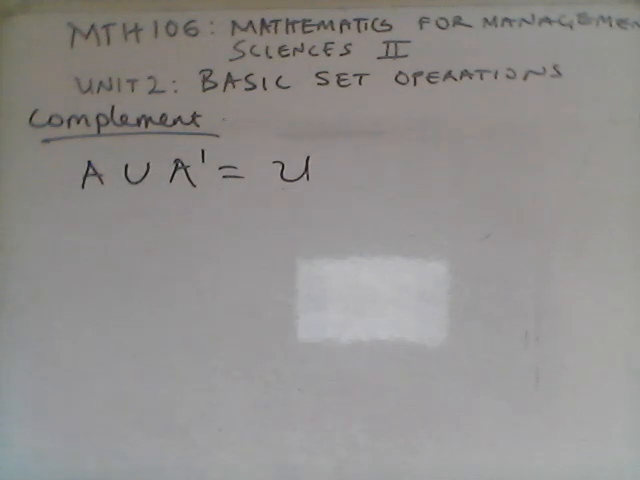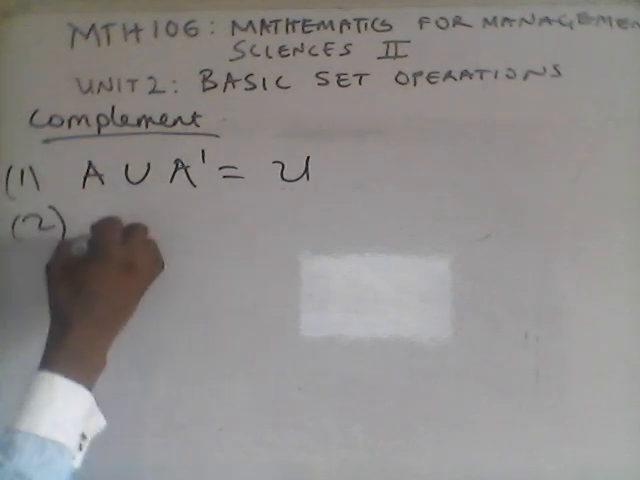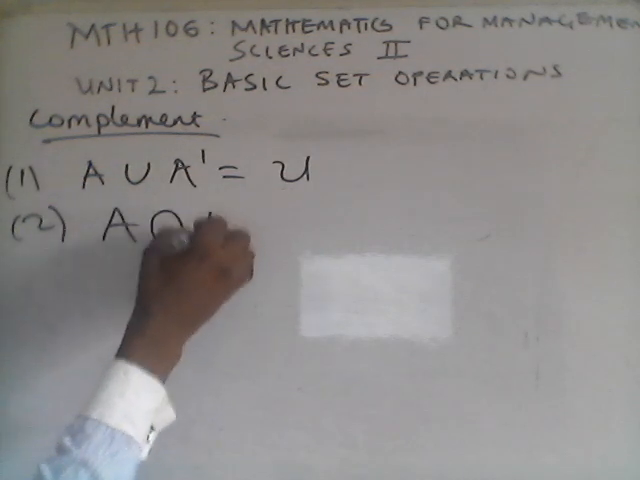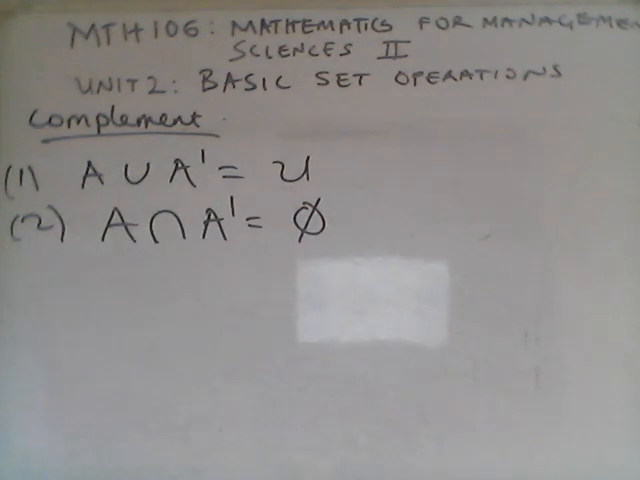Furthermore, set A and its complement are disjoint sets. They don't have anything in common. That's what it means. Number two, A intersect A complement is empty, nothing inside. It cannot have anything in common. Okay.